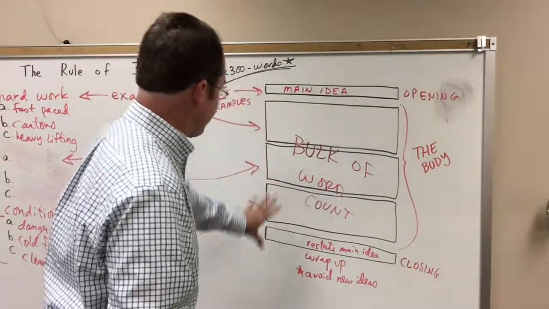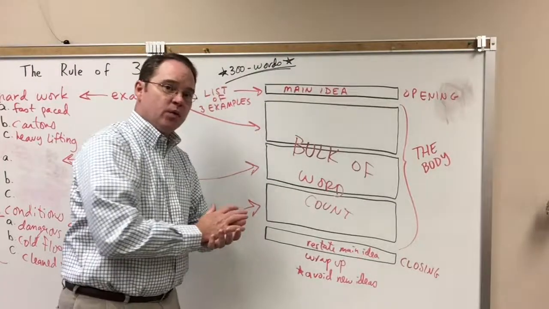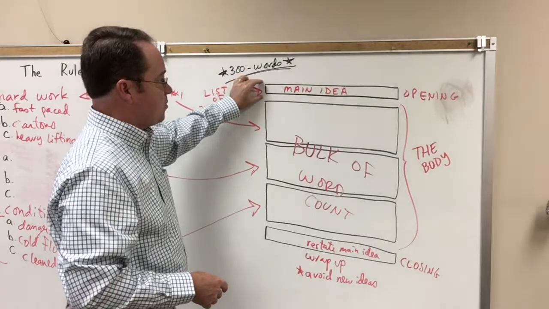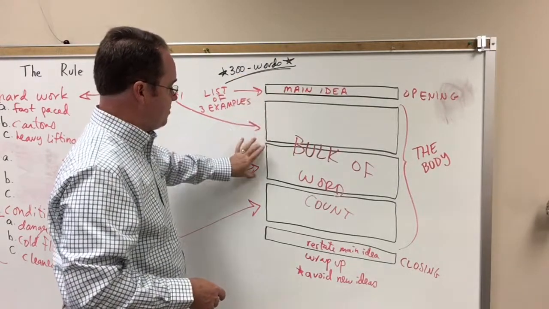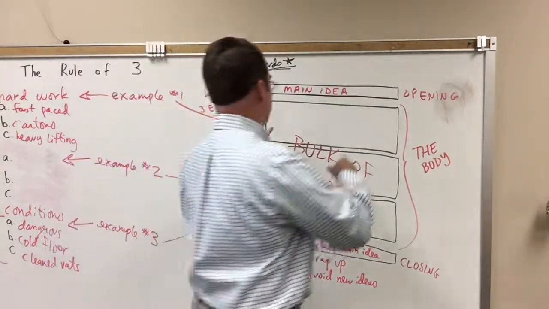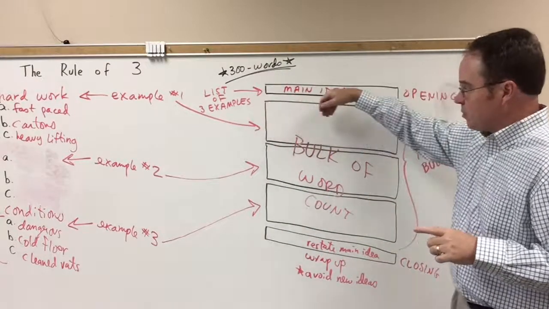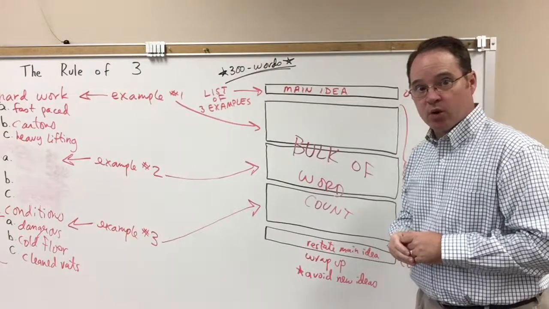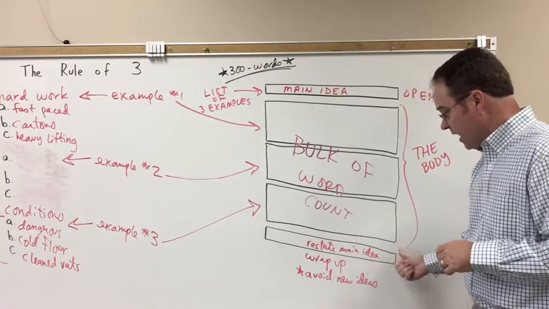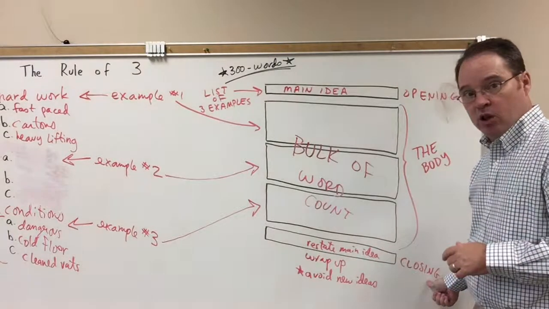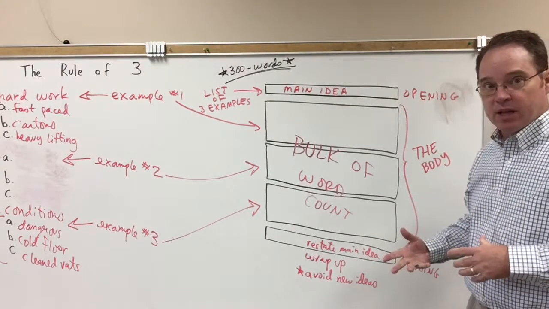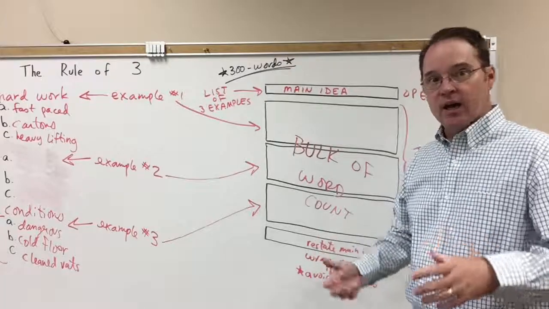So now, this is following the rule of 3. So this is what your paper should look like, right? Brief, big, big, big, brief. Main idea lists out those 3 examples. They drop down in order to become a body paragraph each, and then you have a brief closing to restate and wrap things up without introducing a new idea.